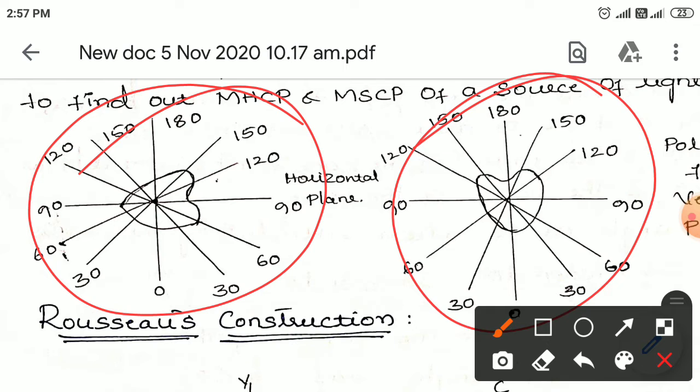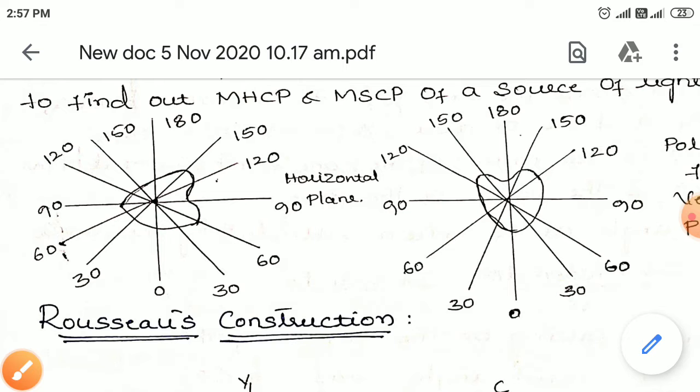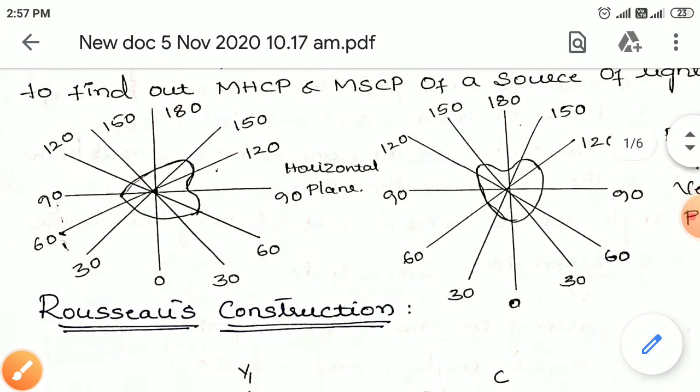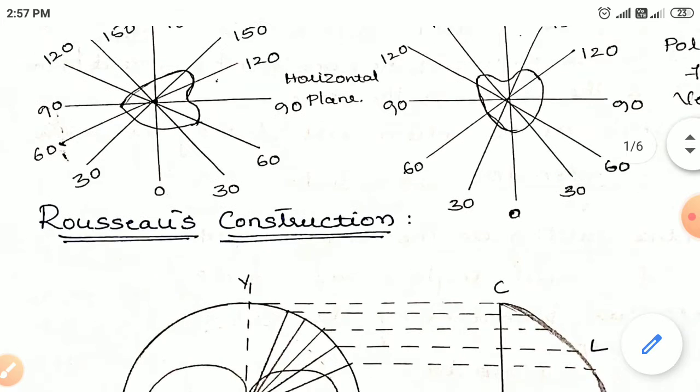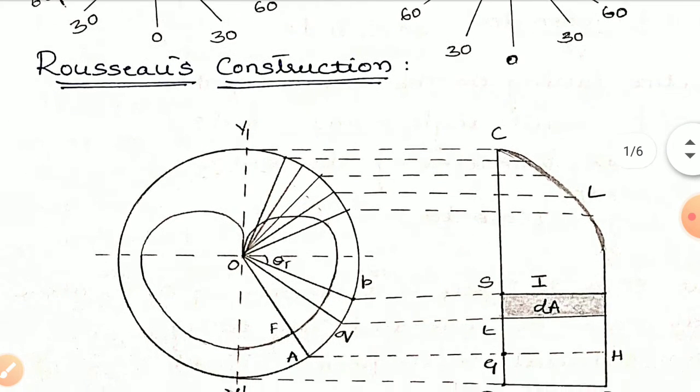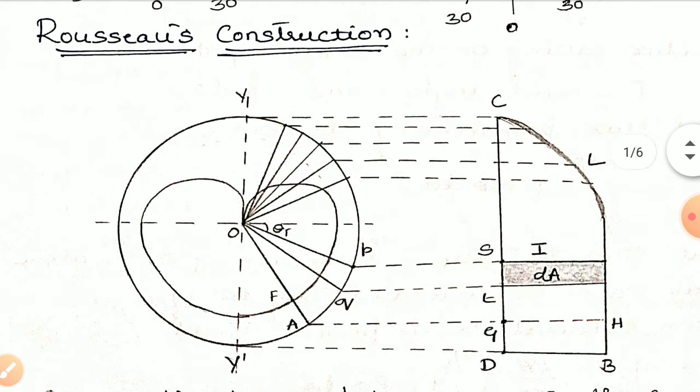So here the mean horizontal candle power of a lamp can be found from horizontal polar curves, whereas the mean spherical candle power and mean hemispherical candle power can be found using the vertical polar curves. Okay, these are the differences between the polar curves. So how to find out the MSCP and MHCP using a vertical polar curve? It can be done using Rousseau's construction.